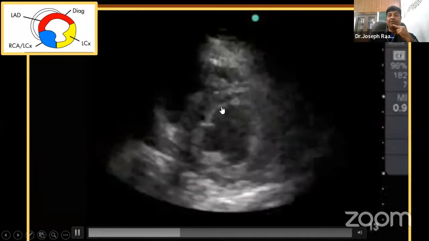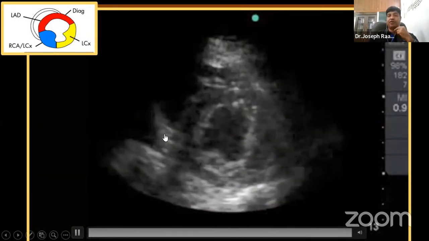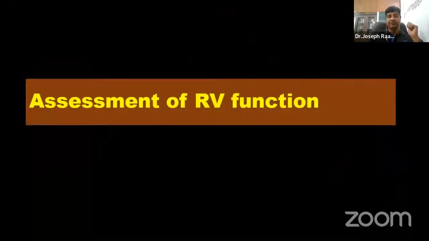So can you notice the improper movement of this particular segment? If you see an image or a clip like this, then it tells you about this segment. Once you know the territory supplied by this particular vessel, this particular wall segment, then we know which particular artery is occluded, or where the supply is not adequate.